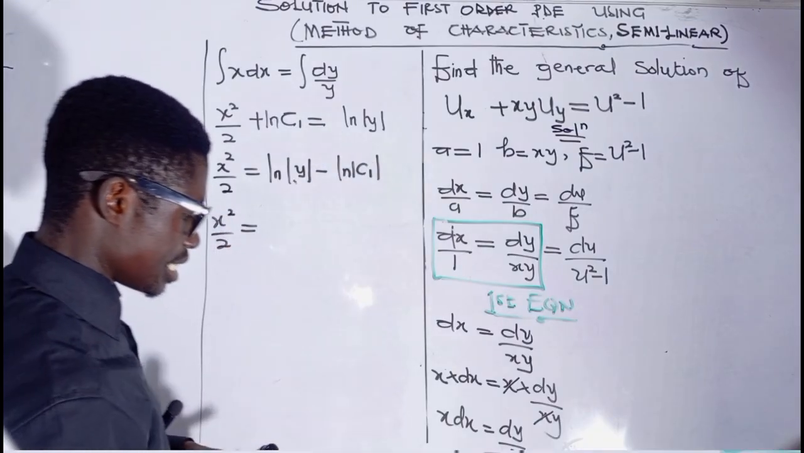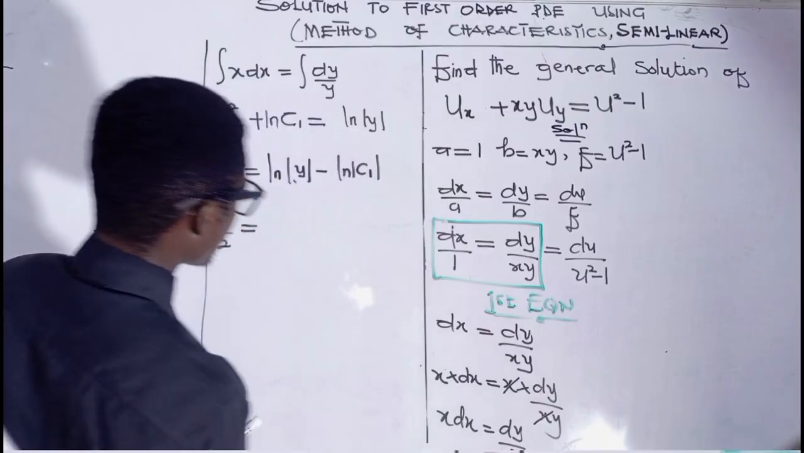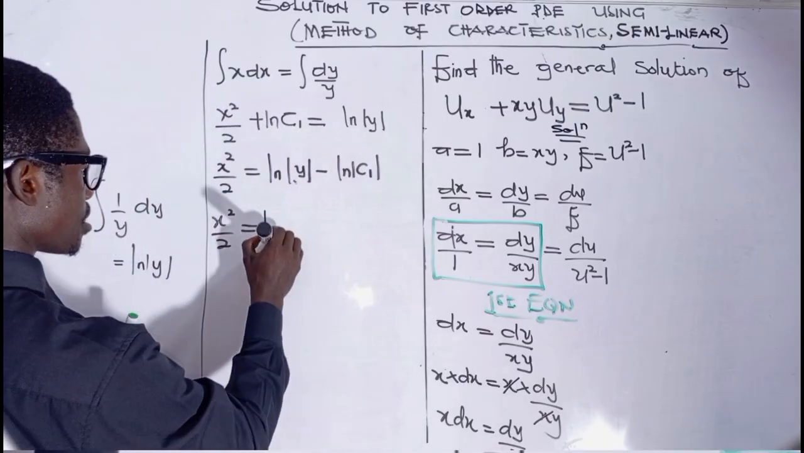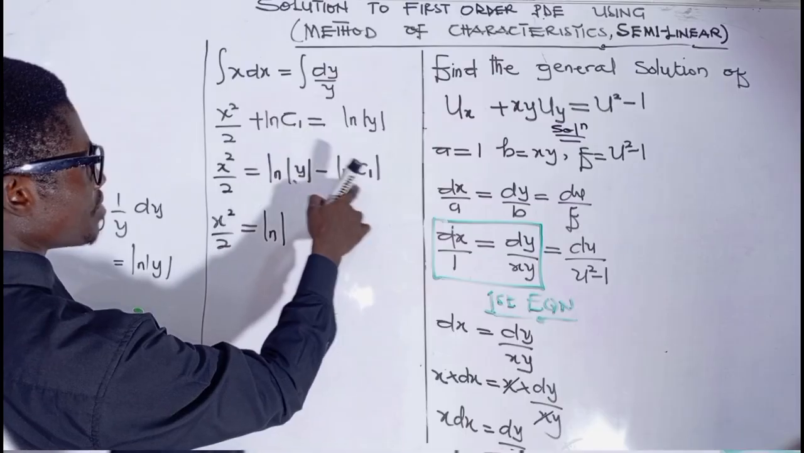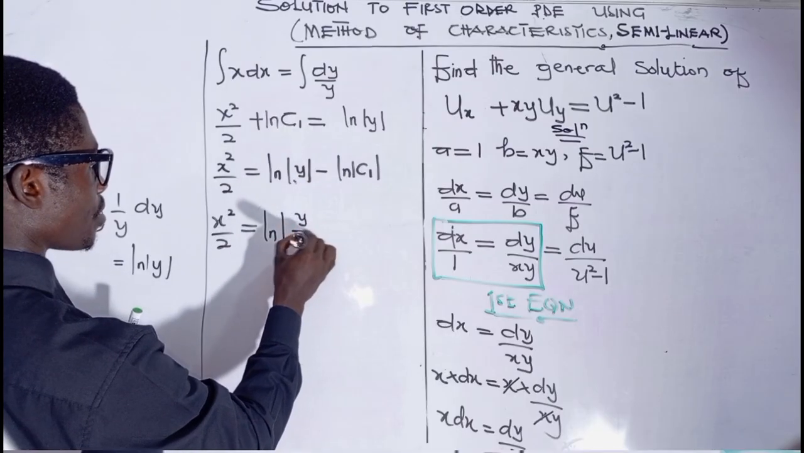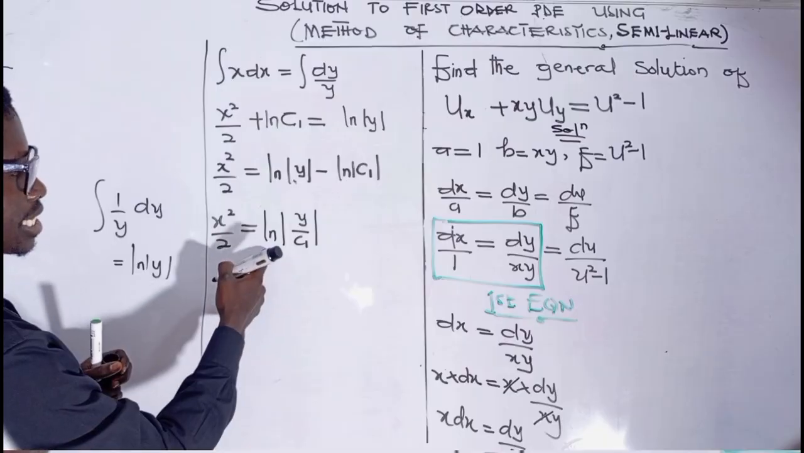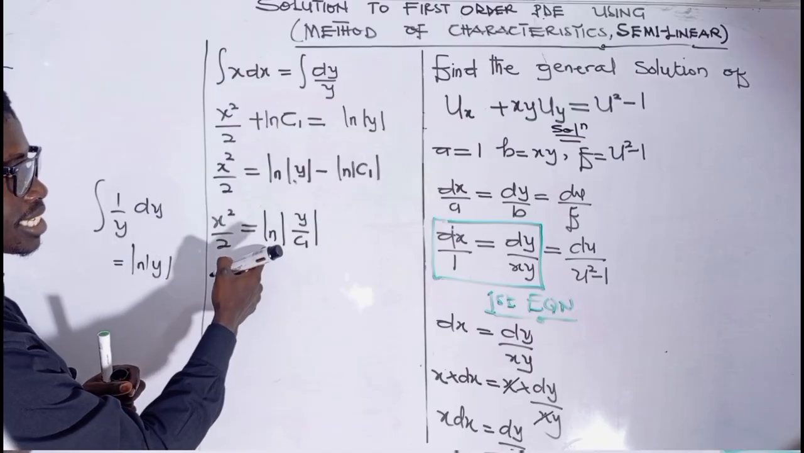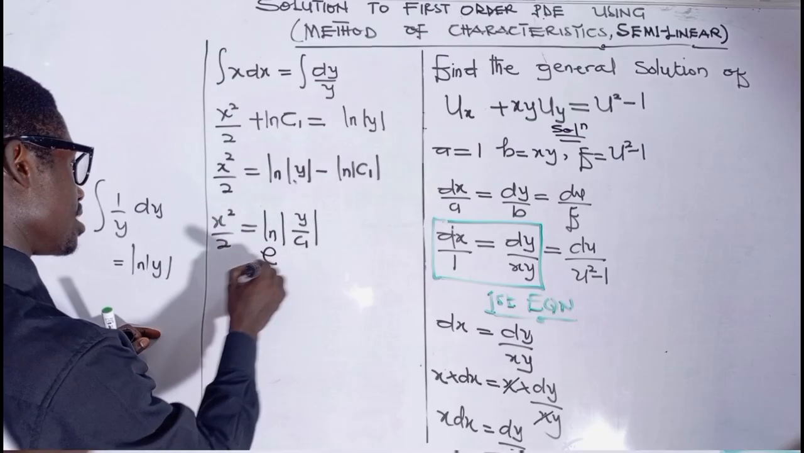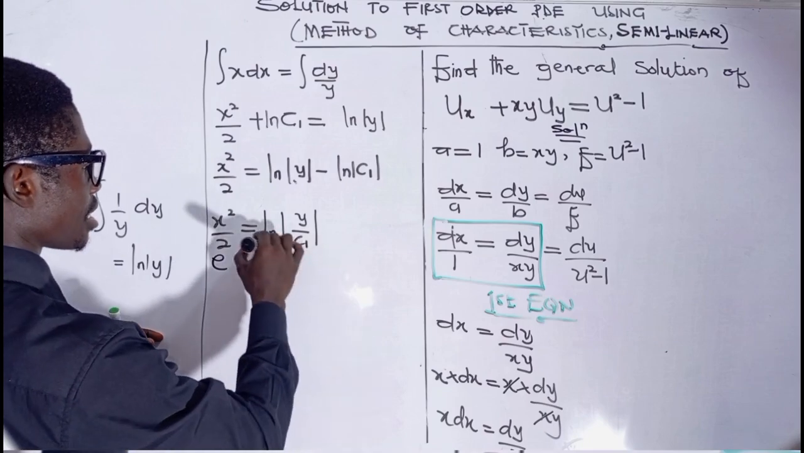Applying our basic knowledge in logarithm, we can pick one of the ln, and then we divide the argument. So we have ln of y all over c1. We want to make c1 the subject, right? So let's take e on both sides of the equal sign so that this e will cancel the ln.